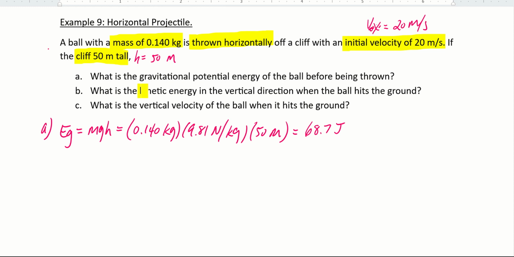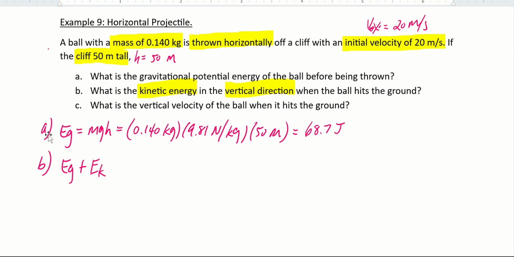Next, we're asked, what is the kinetic energy in the vertical direction when the ball hits the ground? So we can ignore this initial velocity because this is our horizontal initial velocity. We're only being asked about the vertical direction. So, law of conservation of energy says that our potential energy plus our kinetic energy have to equal the same thing throughout the whole flight of the projectile, okay, because energy is conserved.